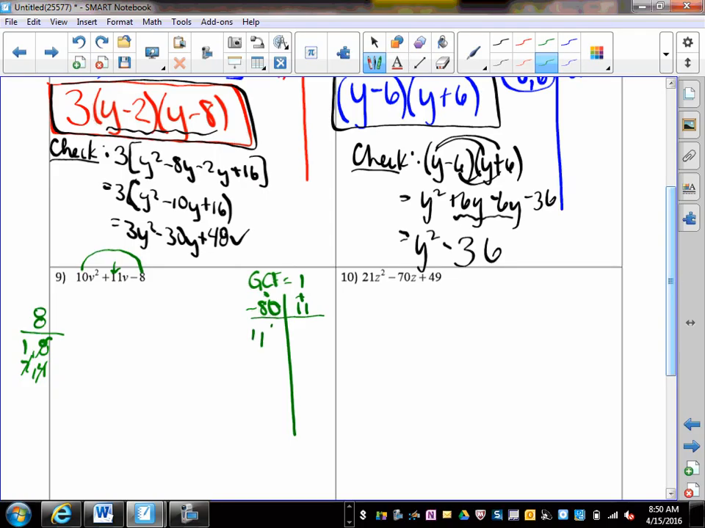We have 1 and 80, 2 and 40. Can we do 3? 4 and 20. Can we do 5? 16. Oh, what? Alright, because we have to make it negative, right?